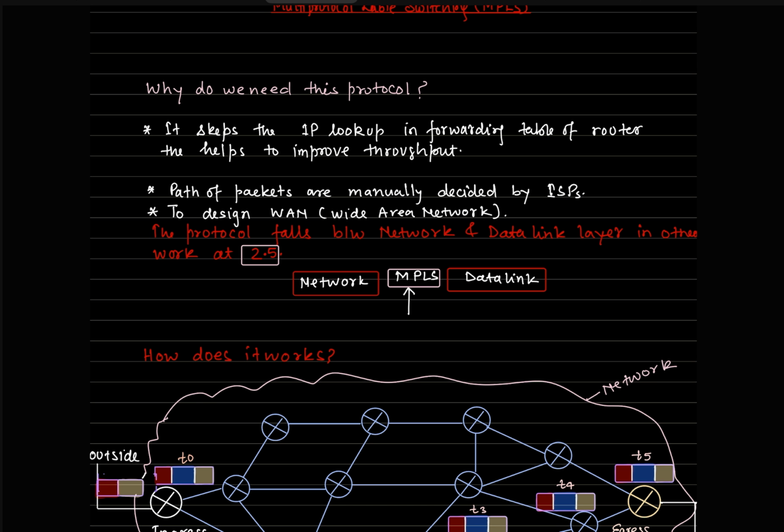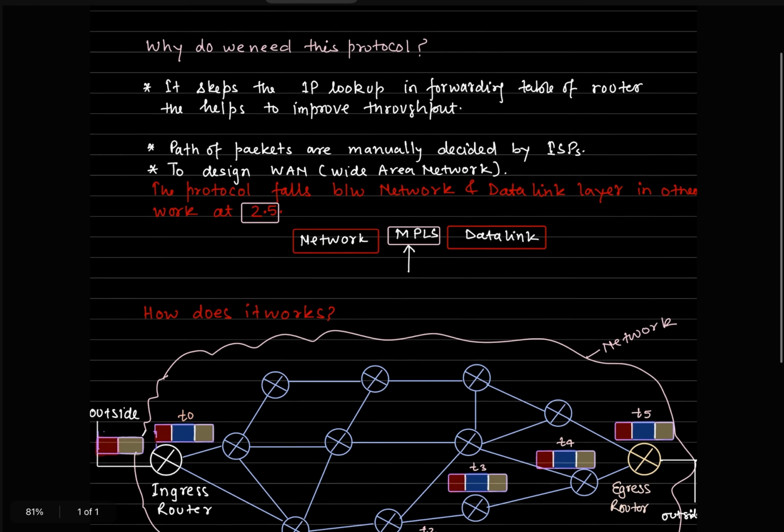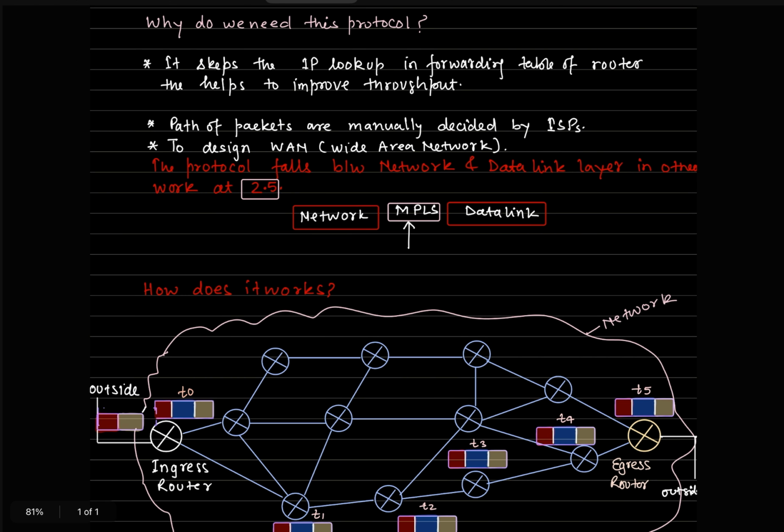If we have removed this burden on the routers, then it will help us improve the throughput. Throughput means the speed of internet connectivity will get better than if routers look at the forwarding tables. The second thing is that the path of the packets is decided manually, right?